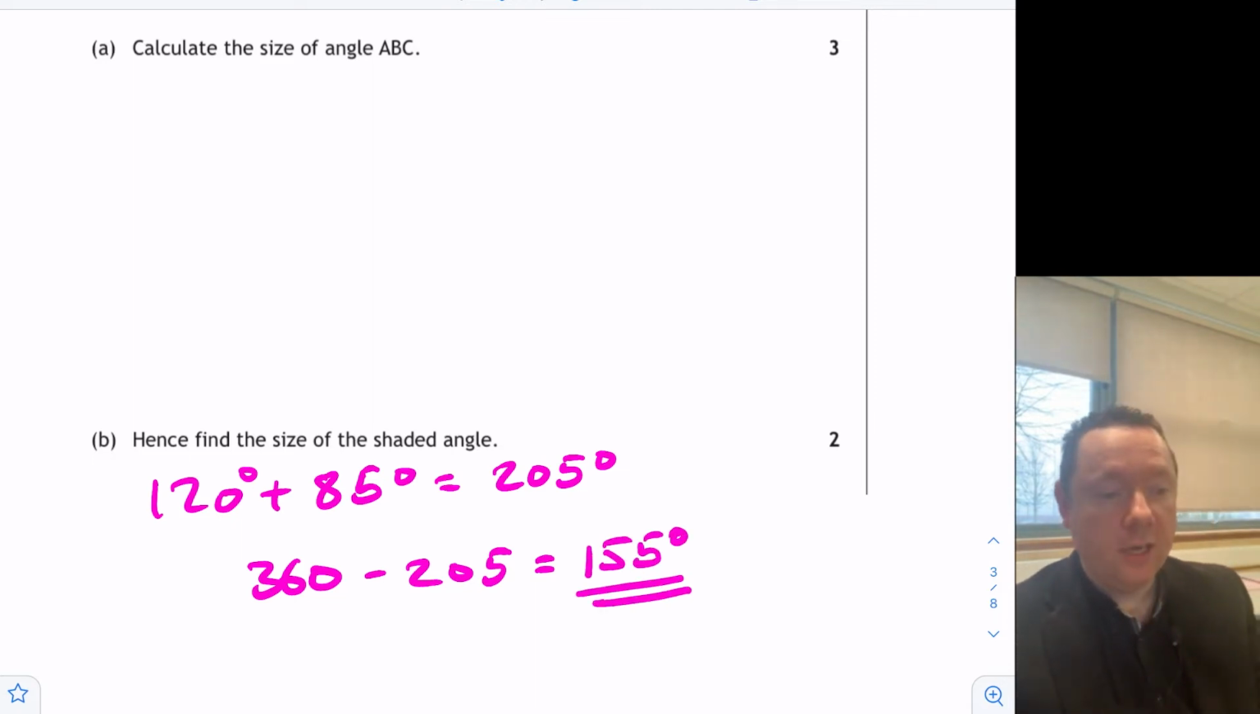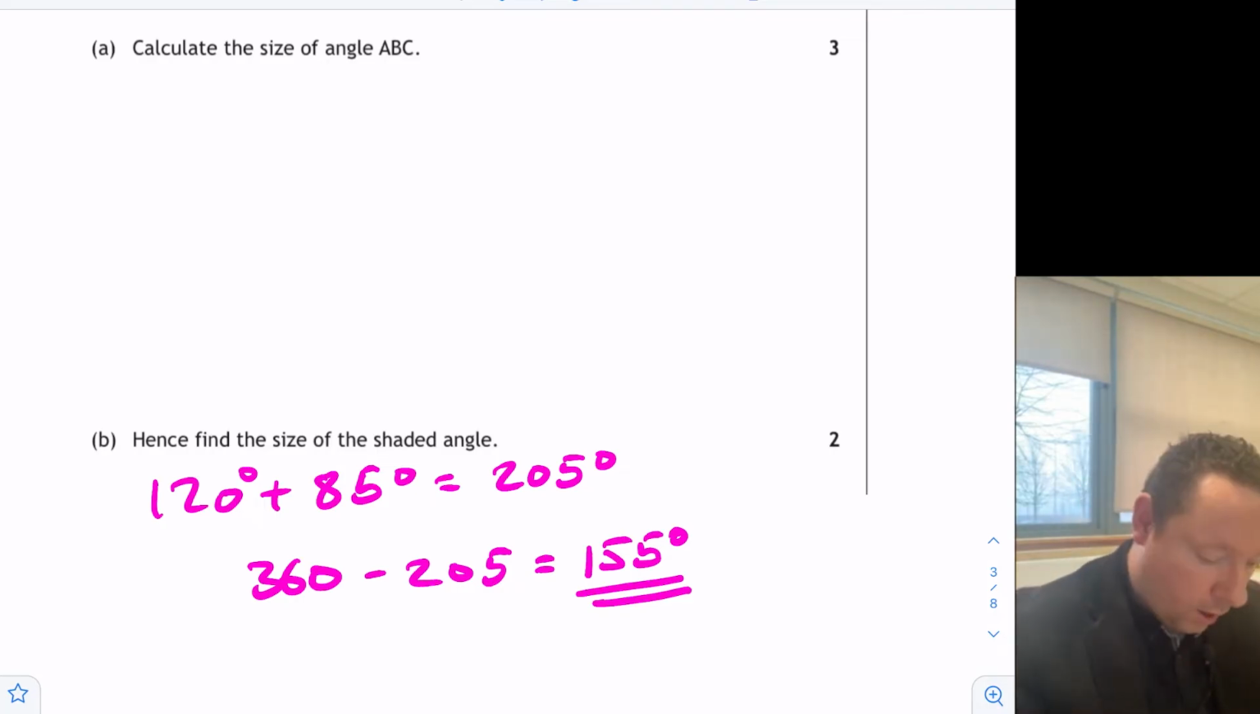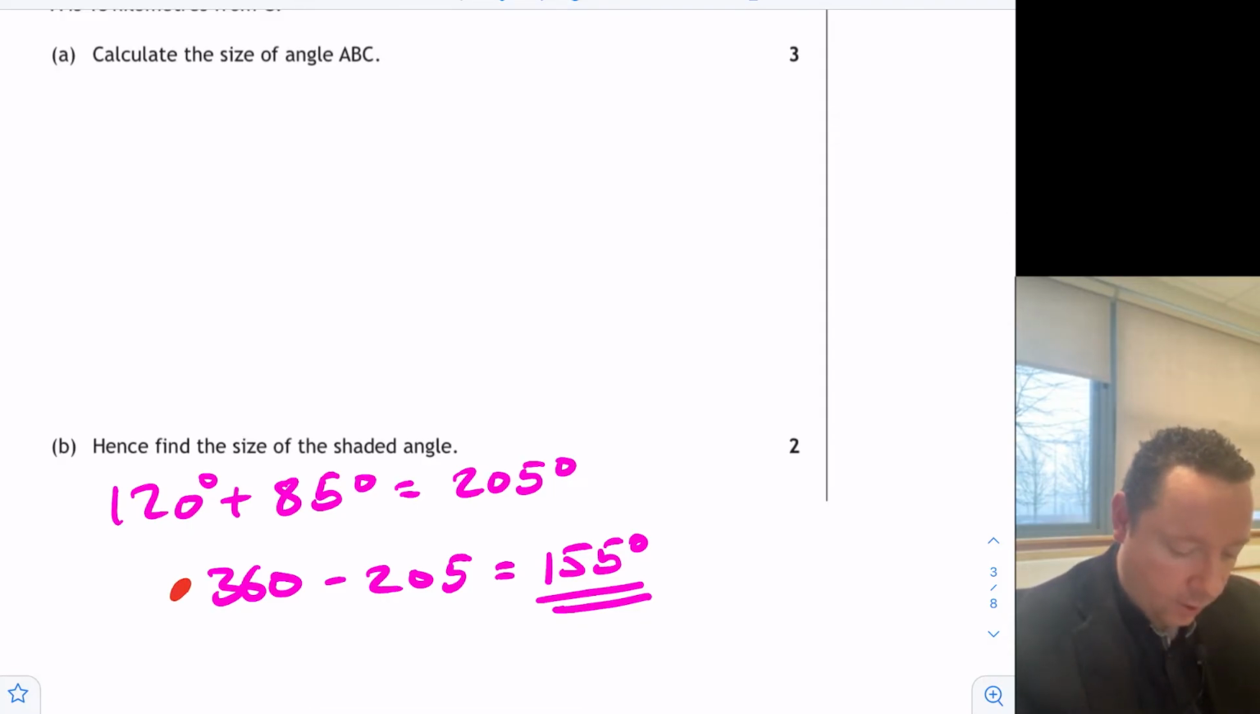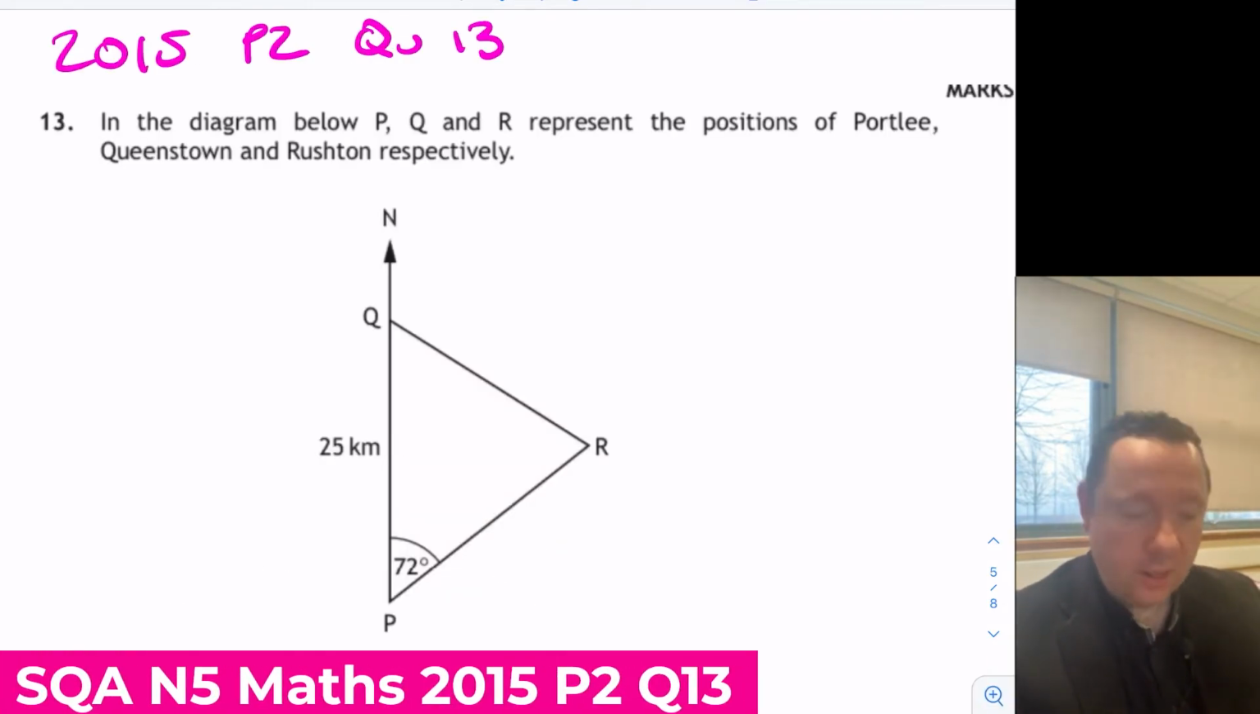Obviously, if you kept your answer as 84.8 for part A, then you would write 155.2 instead. One mark for working out what you need to take away from 360, and the final mark for calculating it, of course. 2015 Paper 2 question 13.